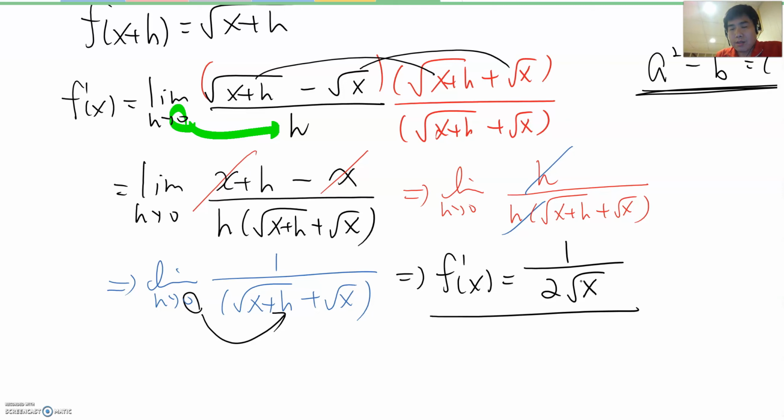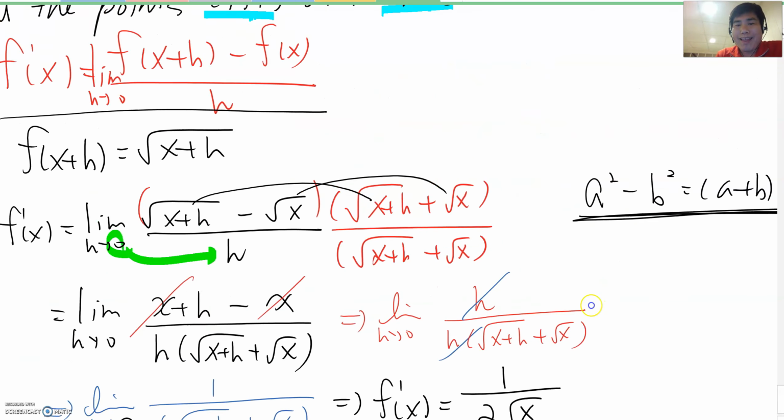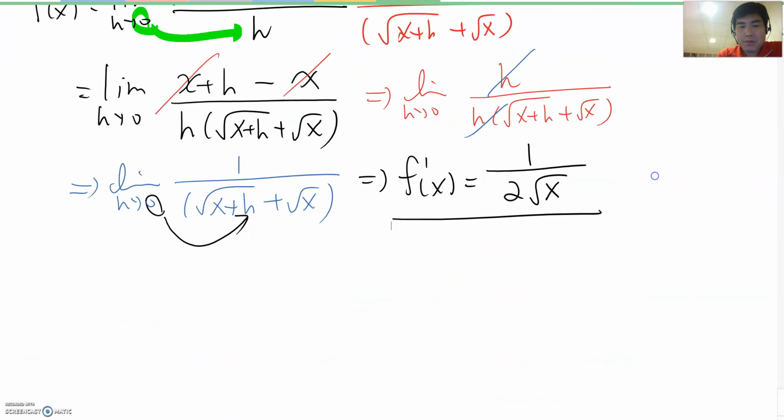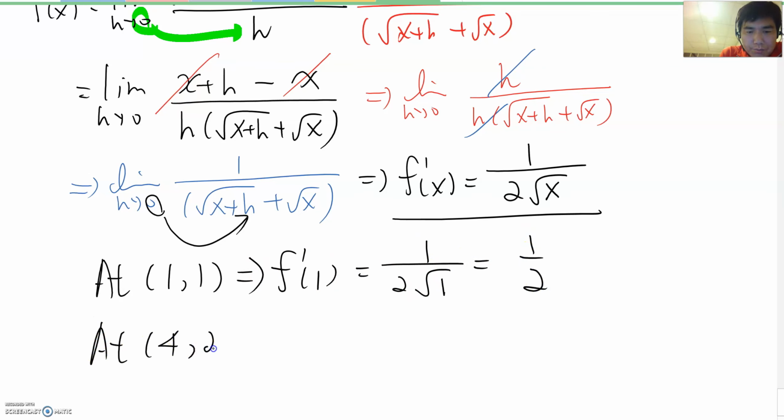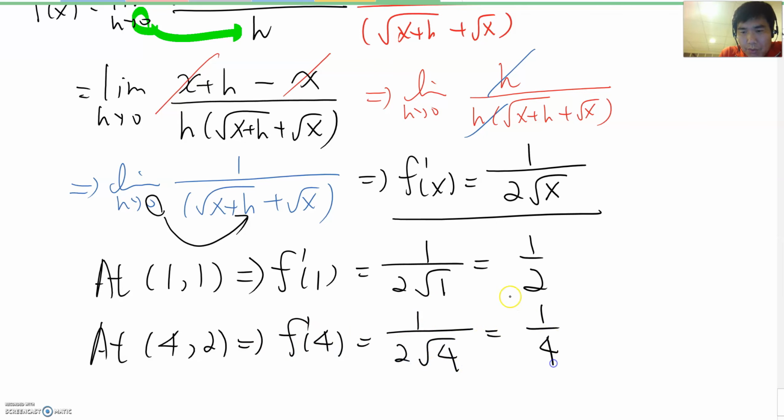Okay, so let's find the slope at x equal 1, point (1, 1), and at (4, 2). f prime 1 equals 1 over 2 root 1, which becomes 1 over 2. And at (4, 2), f prime 4 equals 1 over 2 times root 4, which is 1 over 4 basically. Okay, so those two are the answers for this problem.